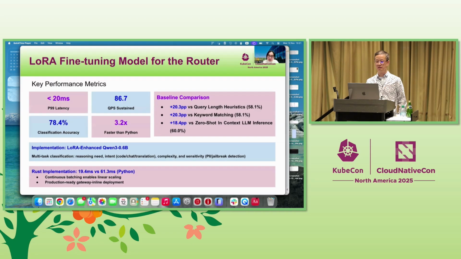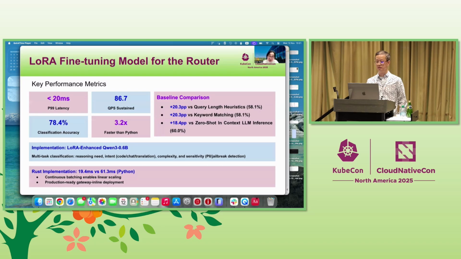The performance is also very nice. We can achieve around sub-20 millisecond, 99th percentile routing latency. We also implemented a continuous batching solution for queries that need to run on, for example, an L4 GPU. And on an L4 GPU, we can sustain 86.7 queries per second for classification of routing queries. Our Rust implementation is also a huge factor here.